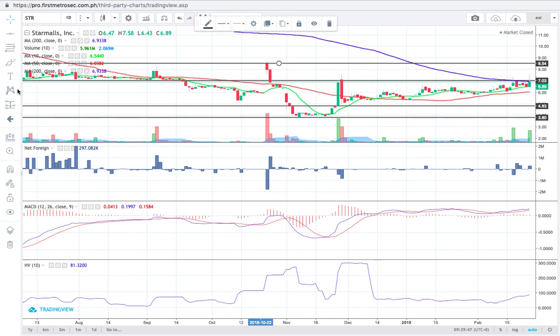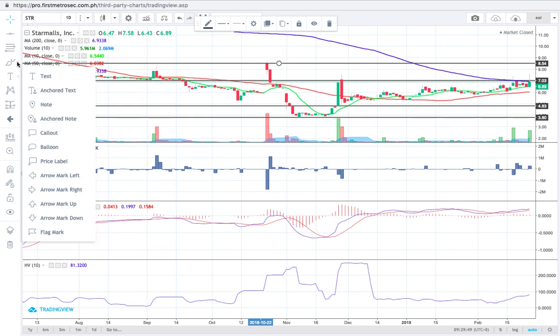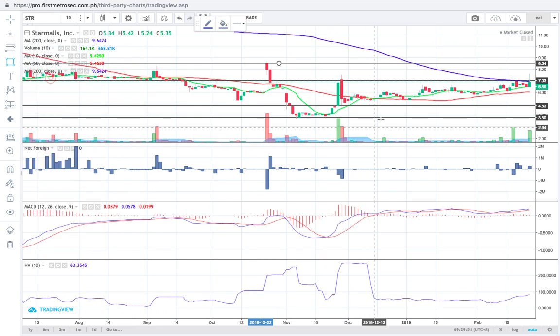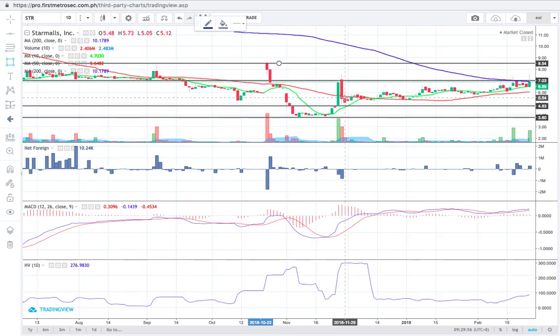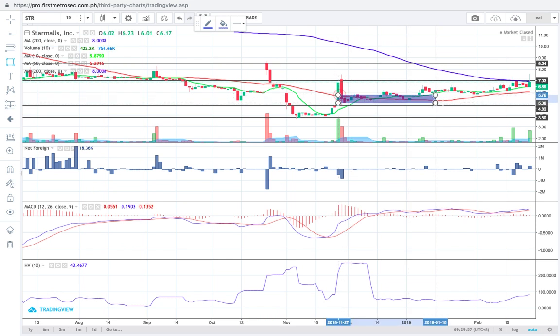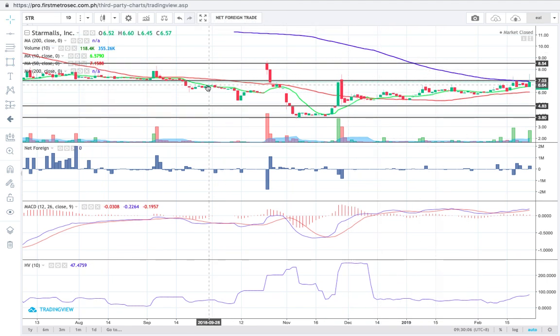Let me draw that. I think it's better to draw a rectangle. If the price goes below 6.00, monitor the price somewhere here, 4.8 to 5.5. Okay, there you go. Okay, so that's it for STR.